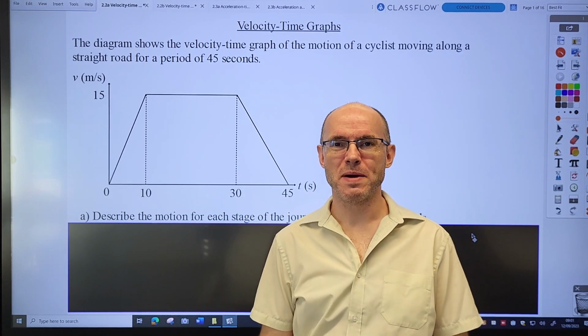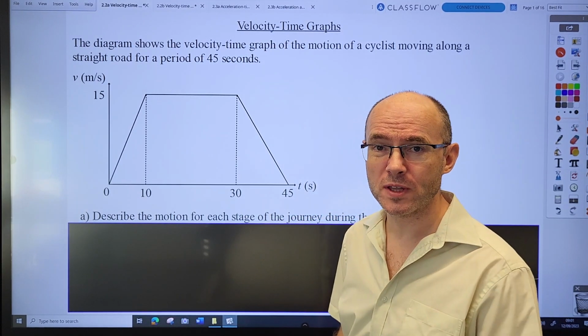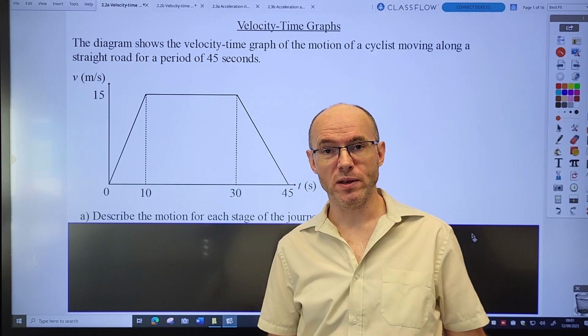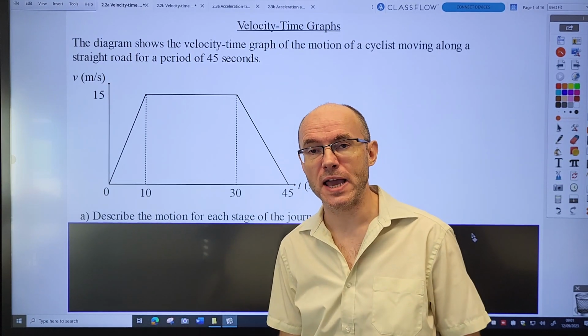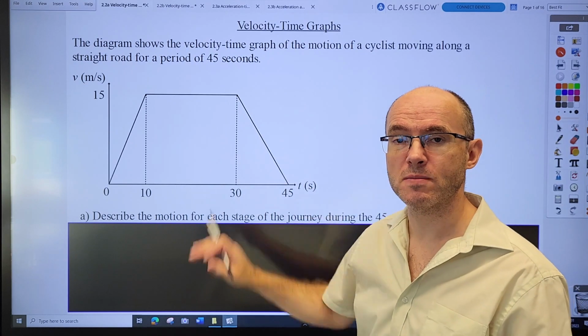Hi, it's time to talk about velocity time graphs, okay? And I'm going to do that via an example. So this is for M1, the mechanics course, part of A-level, and here's a typical velocity time graph scenario.